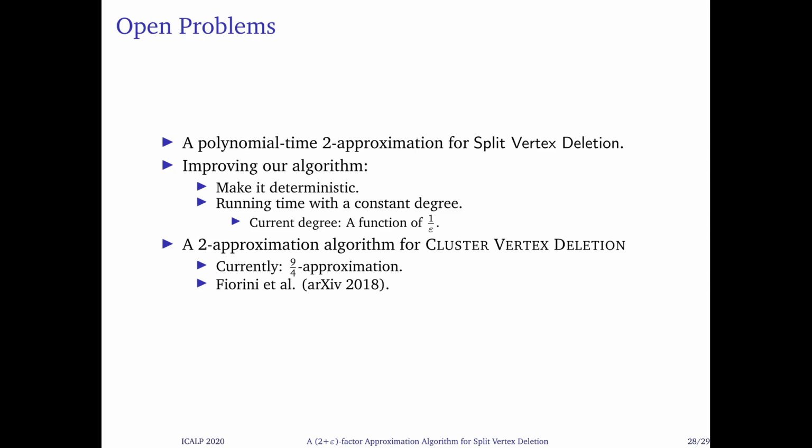A different problem is to find a 2-approximation algorithm for a related or similar problem called cluster vertex deletion. For this, currently we know a 2.25 approximation due to Fiorini et al. It will be interesting to see if we can get a 2-approximation for this problem using methods similar to ours.